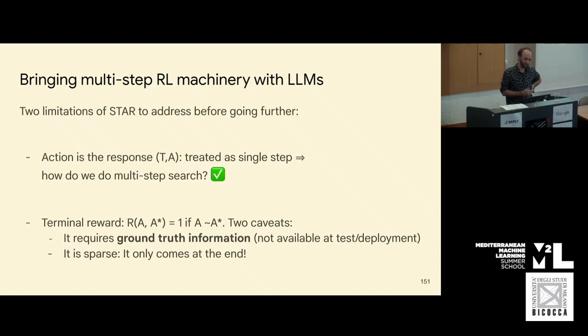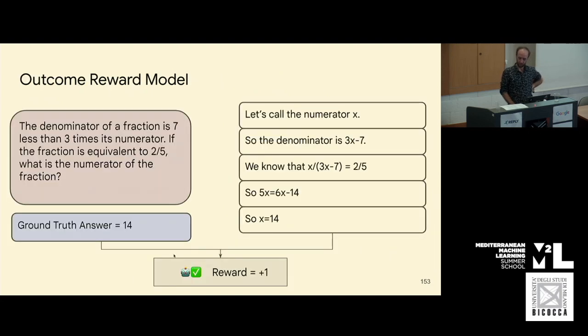You don't need to sample the whole thing, so send me one sentence, then the next one, and it tells you I'm done. There's nothing more to say. The second bit is the terminal reward, the fact that it's ground truth, and it's sparse. So I'm going to tell you a little bit about a way to fix that.